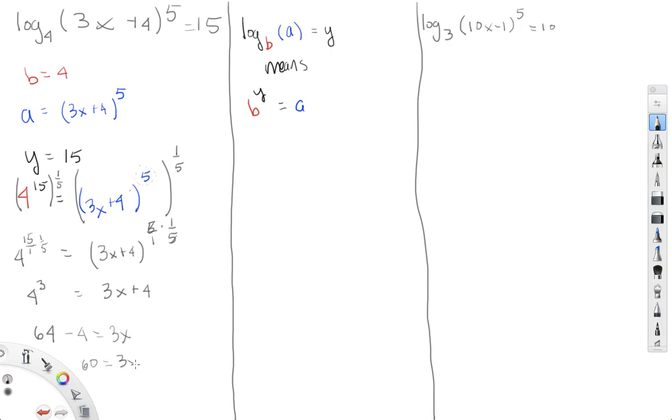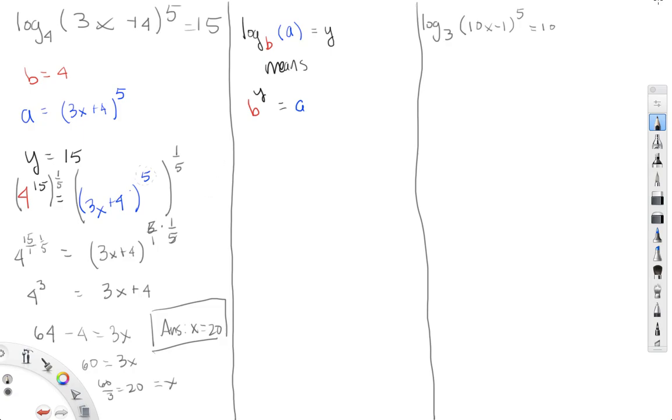60 is therefore 3x. 60 divided by 3 is 20. And that is x. So what is the solution to this equation? It's x equals 20. 3 times 20 is 60. 60 plus 4 is 64. 64 to the 5th when run through log base 4 is 15.